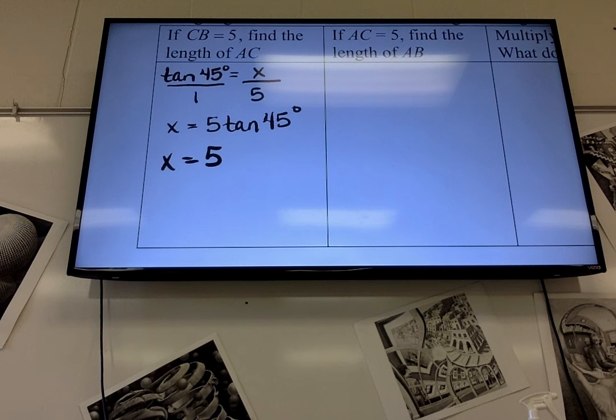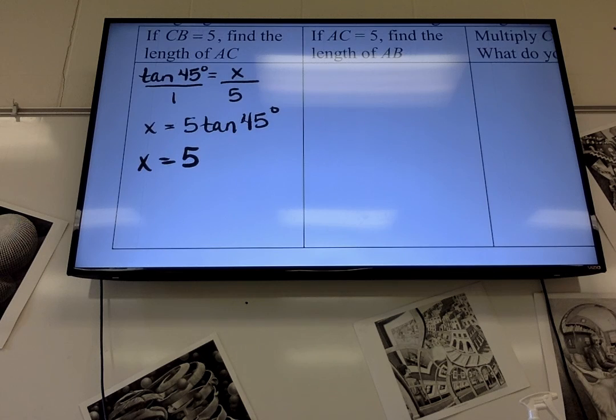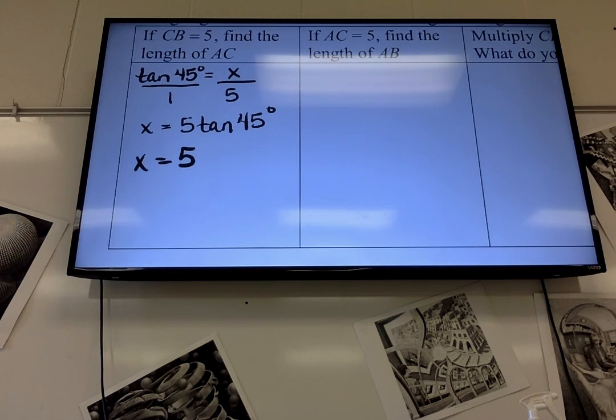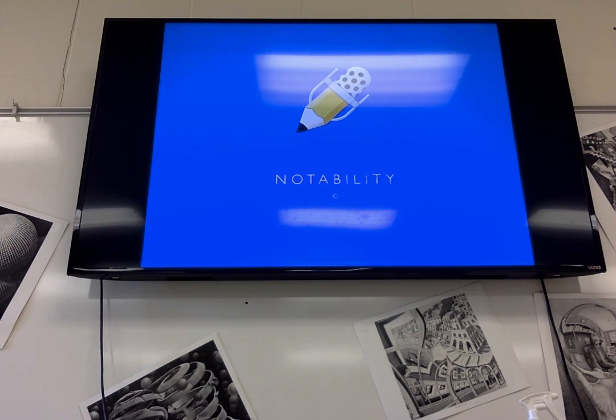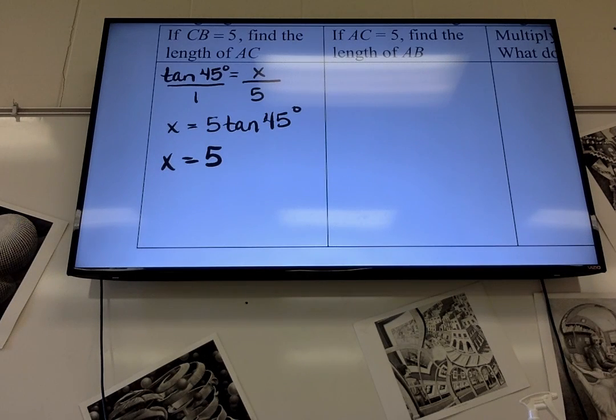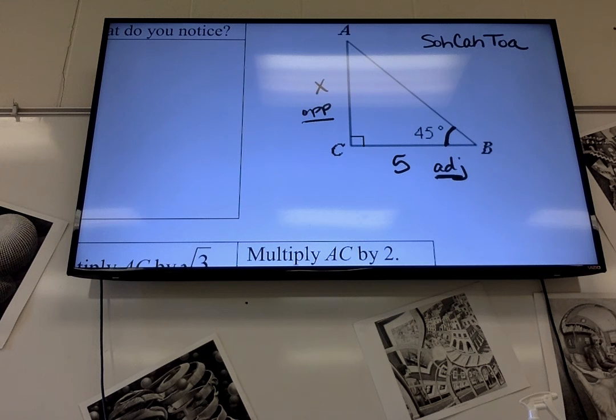So on the next one, it says if AC equals 5, I have to get out of here. Get back in. Next one says if AC is 5, find the length of AB. So AC, we just found, was 5. So I'm pretending I don't have this other stuff. And we're looking for AB. So I'm going to call this Y.